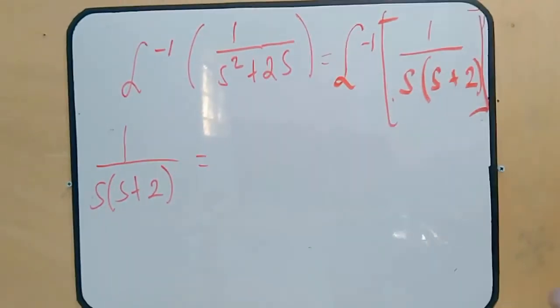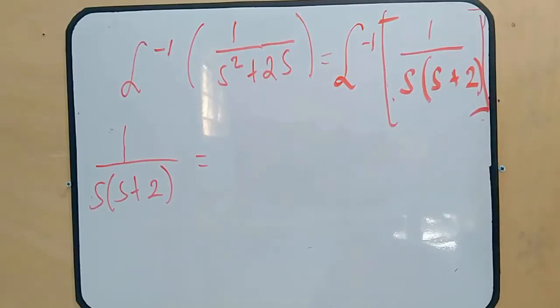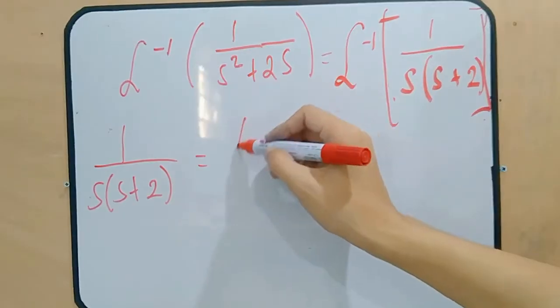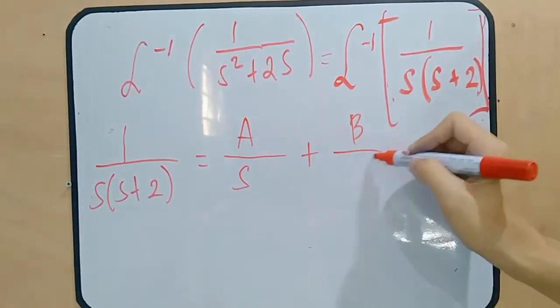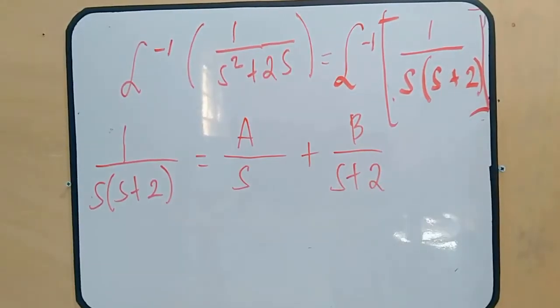Ihiwalay natin siya into 2 fractions. So, partial fractions. So, yung isang partial fraction natin guys is a lang. I-assume natin na a, variable muna siya. So, a all over s plus b all over s plus 2. So, kunin natin guys yung mga coefficients na yan.